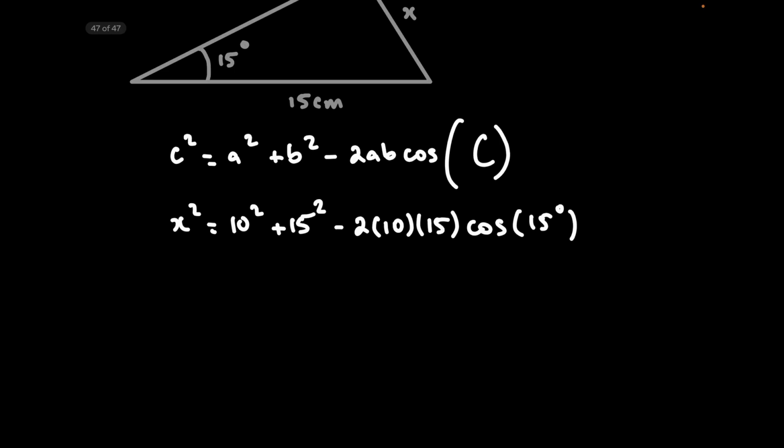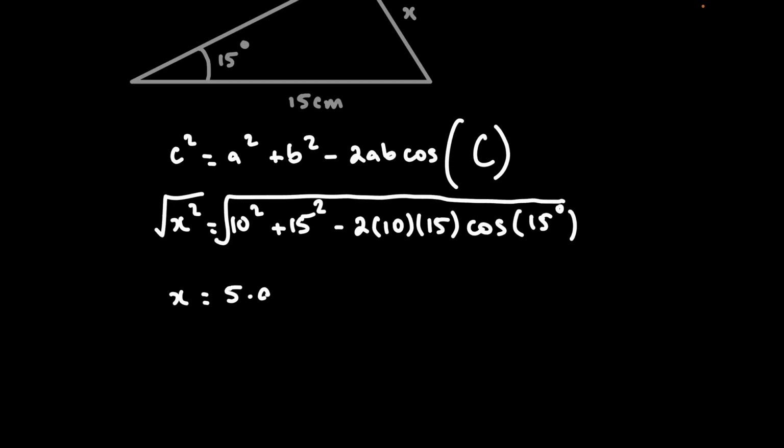So we've just worked out what x squared is. If you want to work out what x is, all we have to do is simply square root both sides. Okay, if we just square root both sides, we have worked out our answer here. So it's just the square root of 10 squared plus 15 squared minus 2 times 10 times 15 times the cosine of 15 degrees, which is simply equal to 5.93 centimeters.